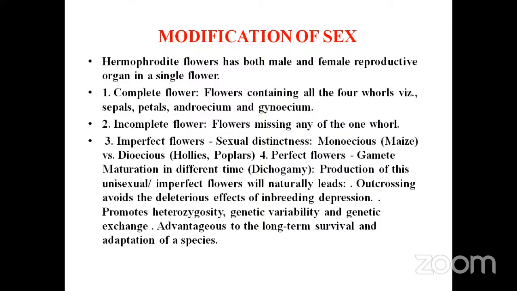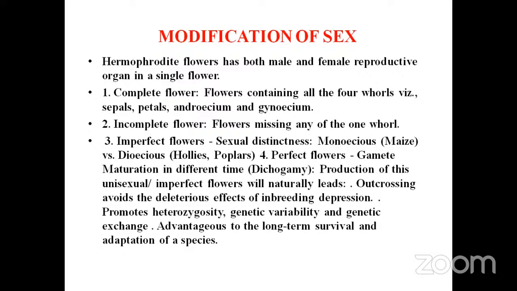So this is very important for the long question. Remember it. Hermaphrodite means the bisexual flower, with both male and female reproductive organs in a single flower, right? Again, the complete flower, incomplete flower, imperfect flower, perfect flower are given. Complete meaning, you must have already learnt in plant taxonomy in the third semester.